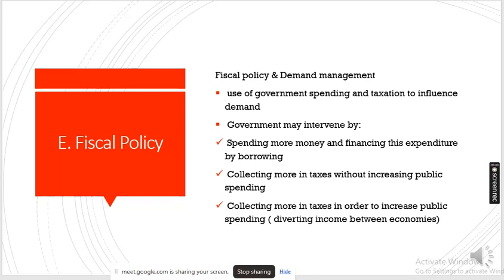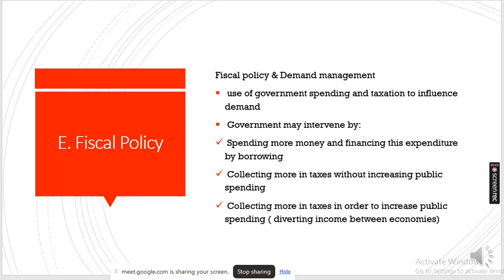Maybe there should be less money in the economy. And also sometimes government can use tax to influence demand. So maybe reducing the tax rates so that people buy more, or increasing the tax rates so that people buy less. That's a fiscal policy.